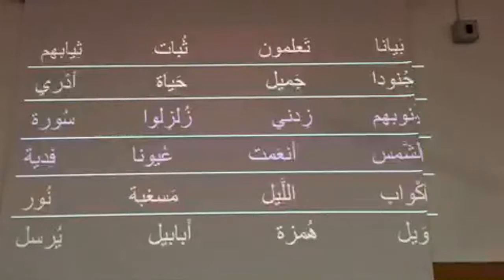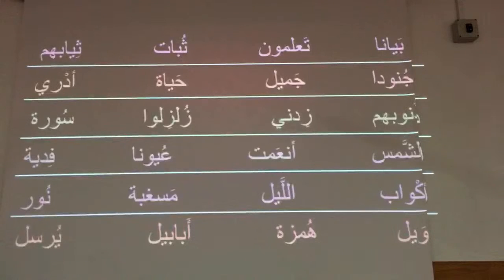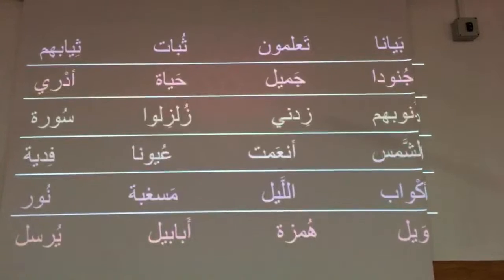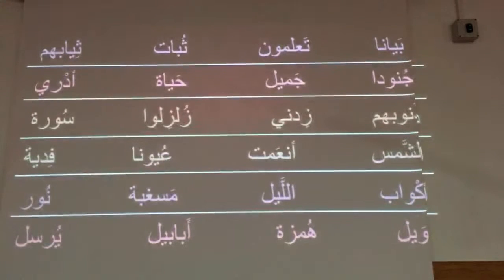The next, tha with the dhamma, nice and smiley again. Fidya. Okay. Next one, the kaf has a sukun, so: akwab. Even this waw, which has a fatha, is going to be read smiley. Akwab.